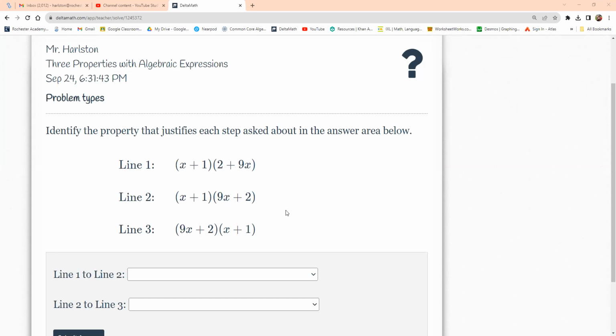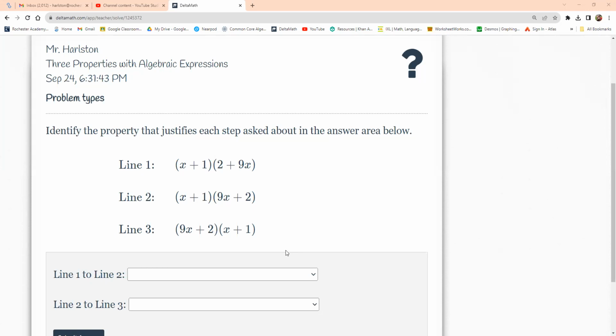I decided to do a second video with more problems of the three properties. The reason I decided to do more examples is the properties are really important: the commutative property, the associative property, the distributive property. It's really good if you understand what's going on when you see something happening algebraically. So I'm going to do a couple more examples.